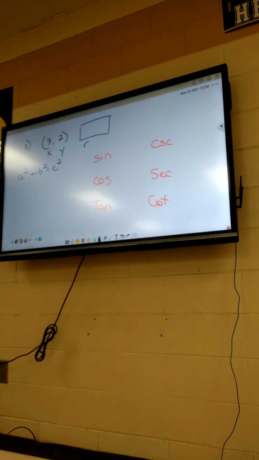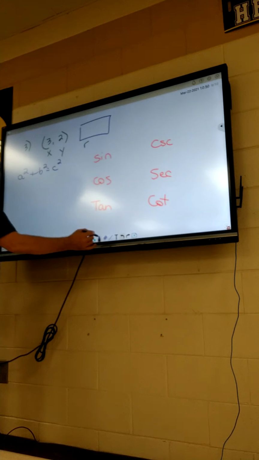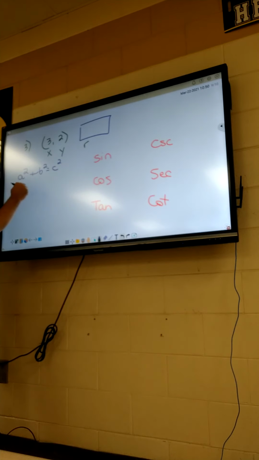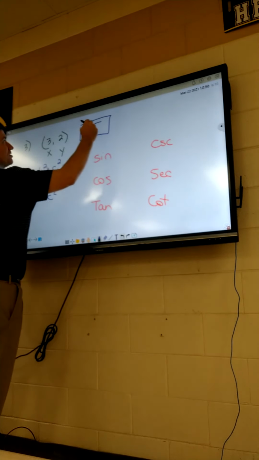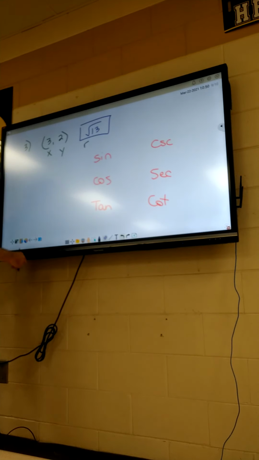All right, Ellis, explain to me how we're going to find out what the r is, what the radius is. 3 squared plus 2 squared. All right, 3 squared is 9, 2 squared is 4. Guys, that gave me 13, and 13 doesn't have a square root, so we're just going to do root 13.